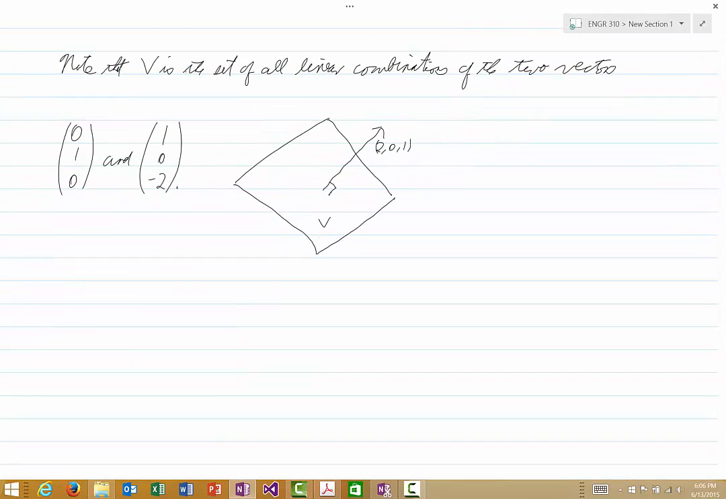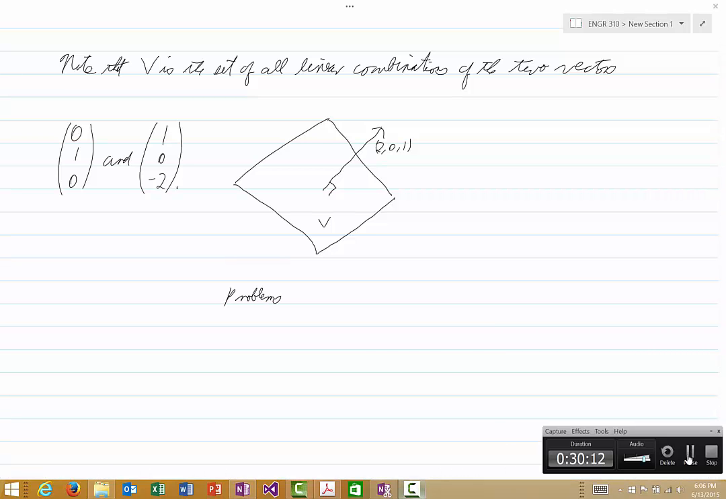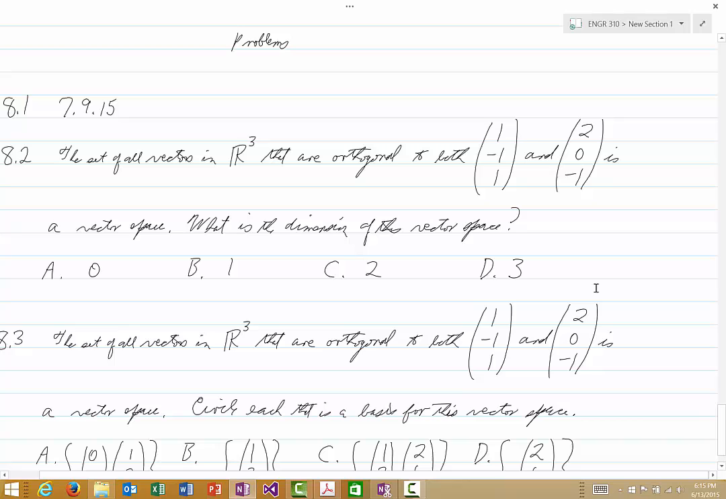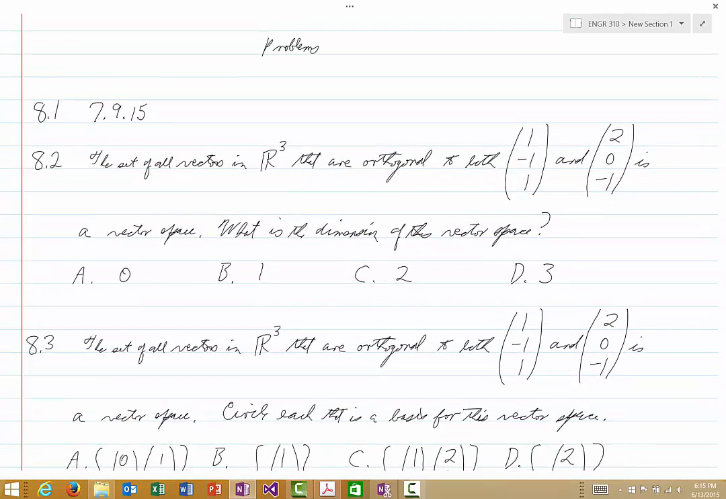So that concludes our discussion for Lecture 8. And now let's go over some problems for you. Okay, so the problems for Lecture 8 will be as follows. Problem 8.1 is simply problem 7.9.15 from your text. And that's a very straightforward problem. It just involves calculating the Euclidean norm of a vector. So very straightforward.